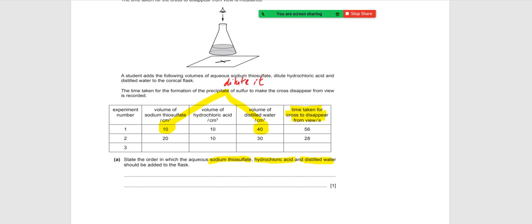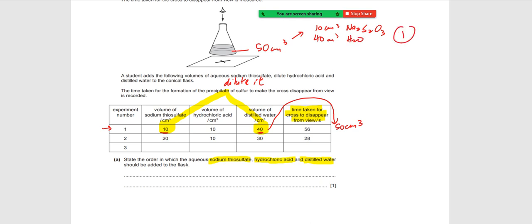Okay, so this one has a lot of sodium thiosulfate. A little bit of sodium thiosulfate, a lot of water. But when you take 40 and 10 added together, the total is 50 centimeter cube of solution inside here. The total must be 50 centimeter cube. So this 50 centimeter cube is 10 of sodium thiosulfate and 40 of water. So that is experiment 1.